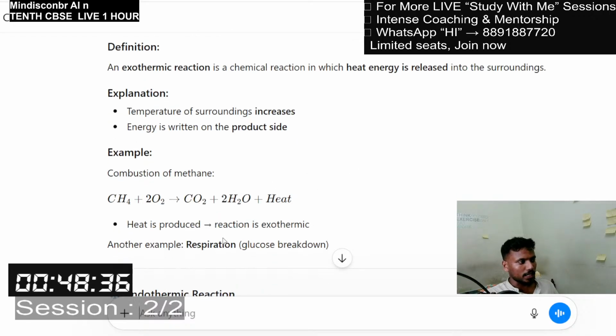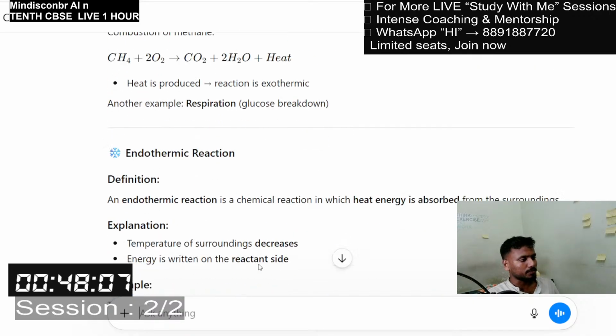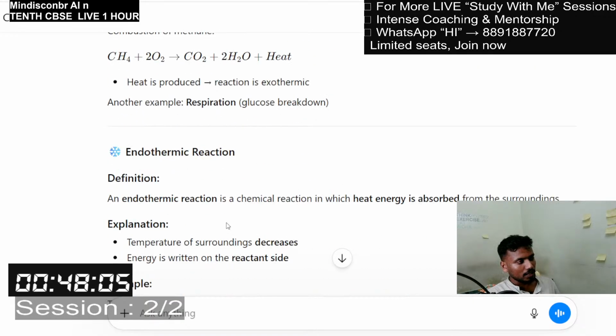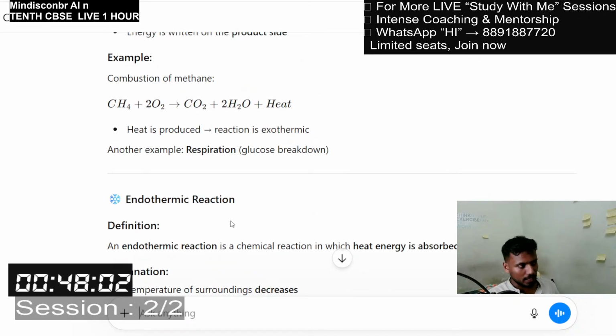Example, combustion of methane: CH4 plus 2O2 gives CO2, carbon dioxide, plus 2H2O, water, plus heat. Here oxygen combines with methane to form carbon dioxide and water. Heat is released, and hence it is an example of an exothermic reaction. Heat is produced, reaction is exothermic. Another example is respiration, that is glucose breakdown. The equation is not given here, we can study it after this question.